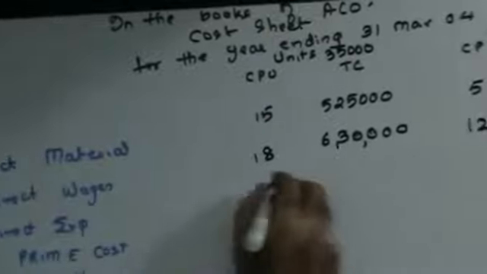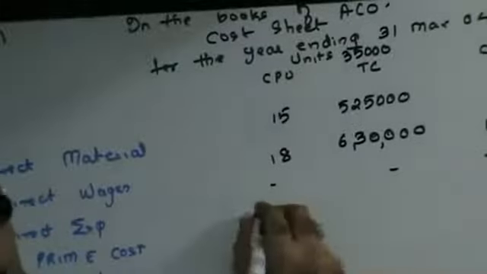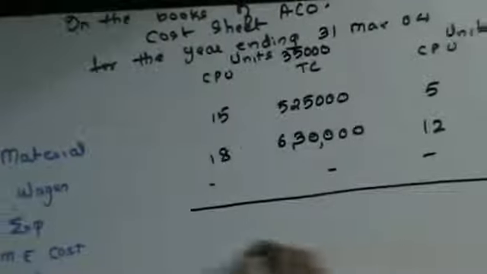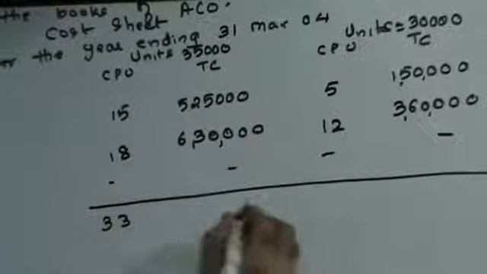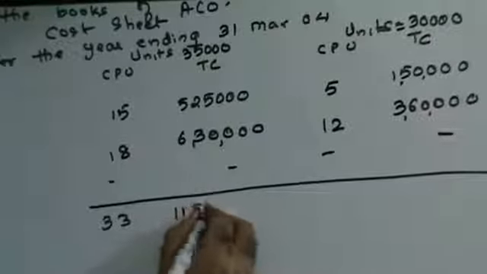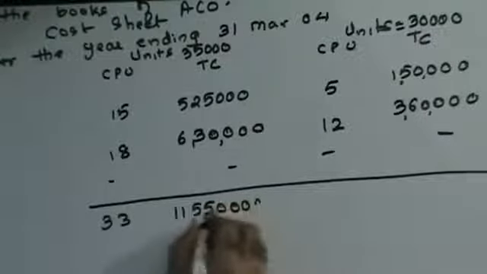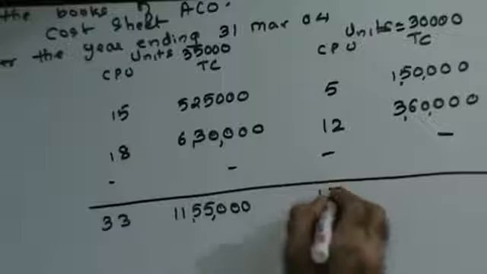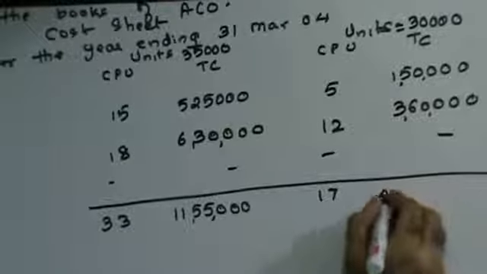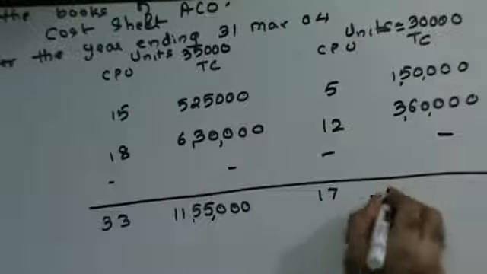There are no direct expenses, so straight away I can get my prime cost. 11,55,000. 5,10,000.